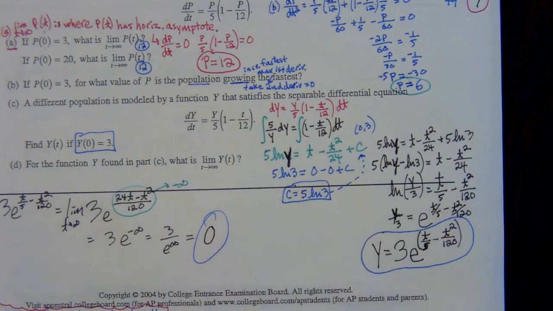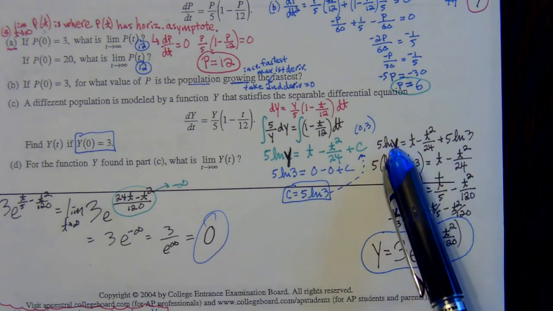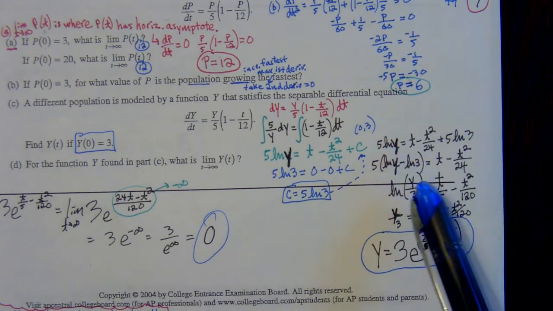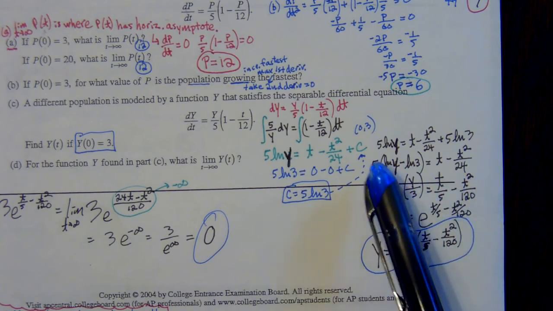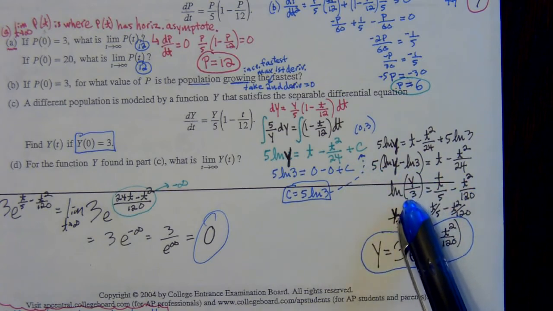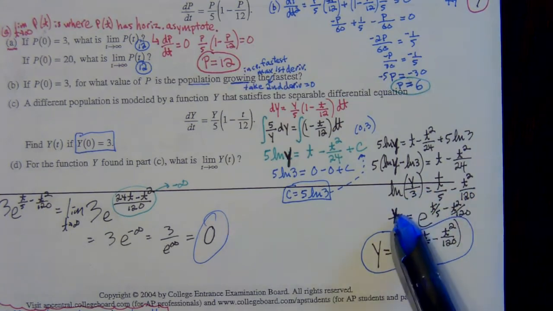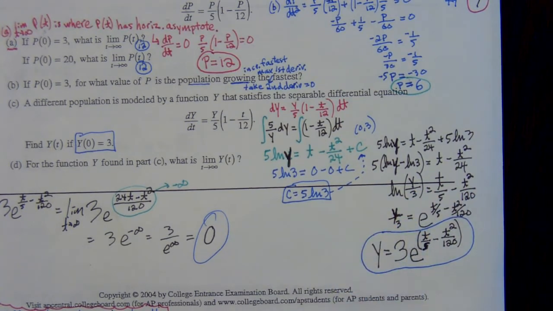And then what I like to do is, if I have ln's on both sides, I like to get all my ln's on the same side. So I moved that over there, factored out the 5, divided everything by 5, had the ln, used my pre-calc properties and merged that together, and then you can raise e to all that stuff, which is equal to y over 3, and you can multiply everything by 3, and that's what we want for part C right there.